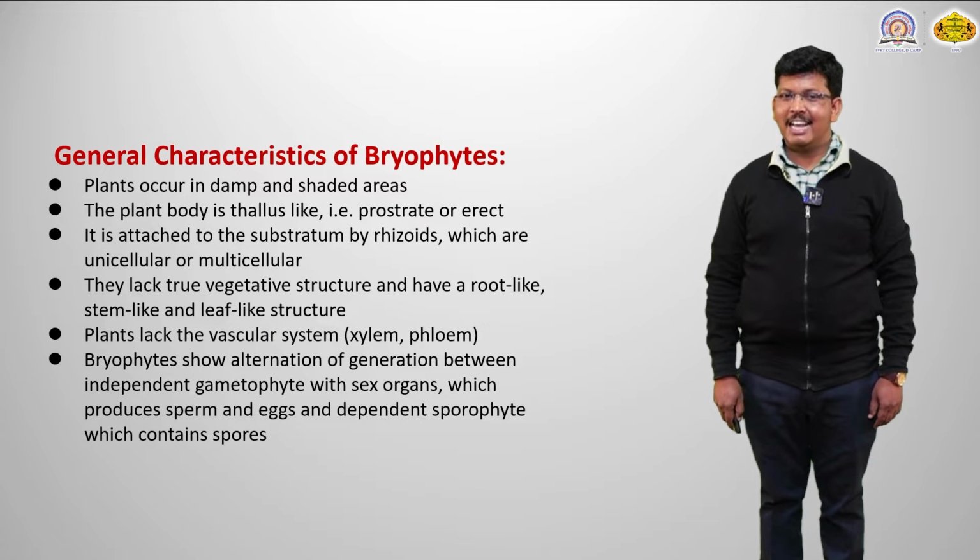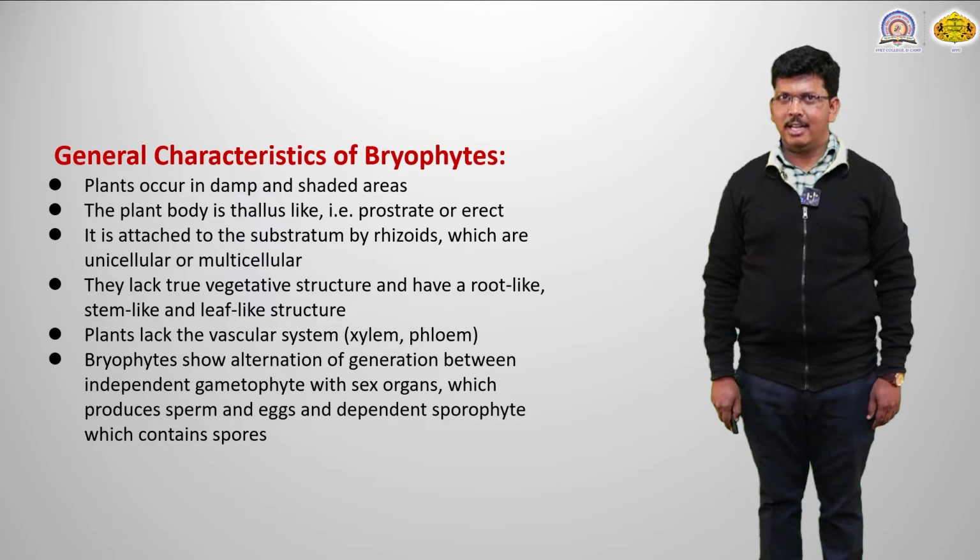The next characteristic: they lack the vegetative structure such as root, stem, and leaves. Okay, this point we already discussed in the thallus point. So that kind of structure is completely absent in the Bryophyta members because they are cryptogamic in nature. Plants lack the vascular bundle.